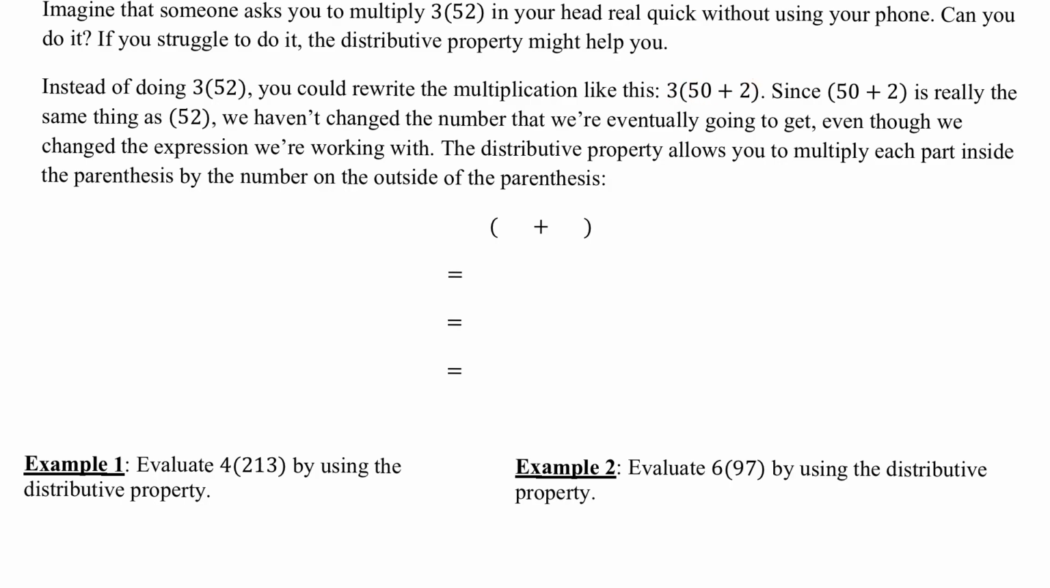So what's cool about this is that when you write it like this, when you do 3 times 50 plus 2, we're going to do 3 times 50 and then 3 times 2, and we're going to add those together. So we're going to do 3 times 50 plus 3 times 2. This is what the distributive property lets you do. And 3 times 50 is 150, and then 3 times 2 is 6. And if you can break these apart, you can do these in your head pretty quickly, which is really nice. So this would be 156.